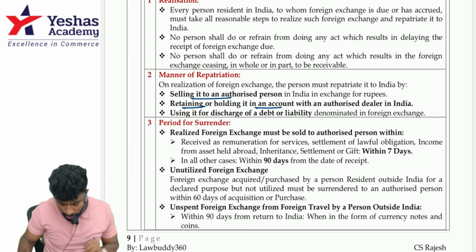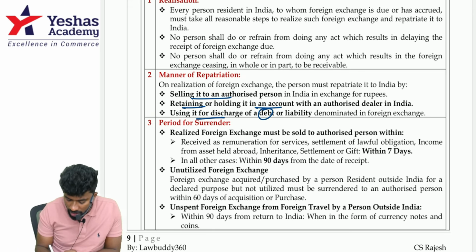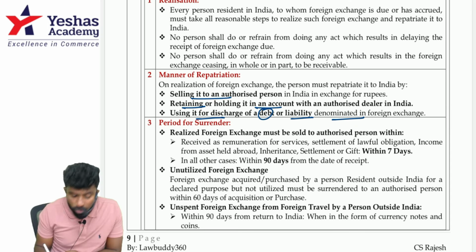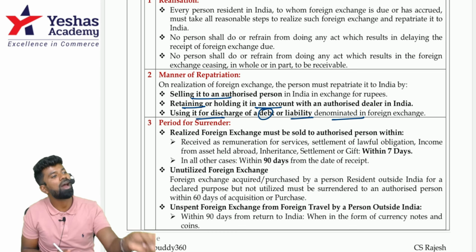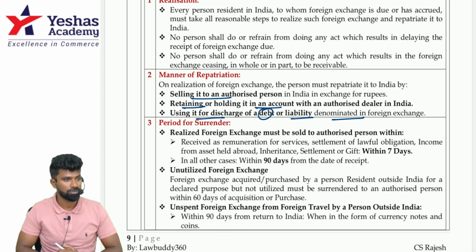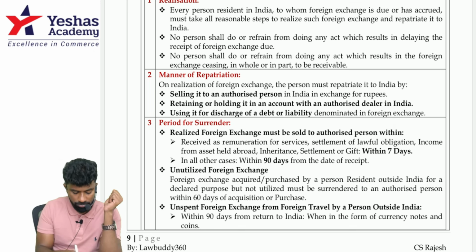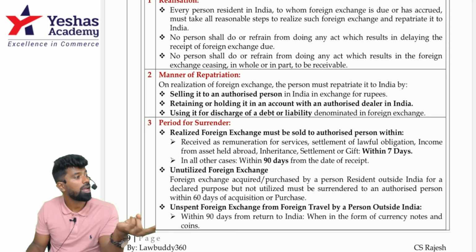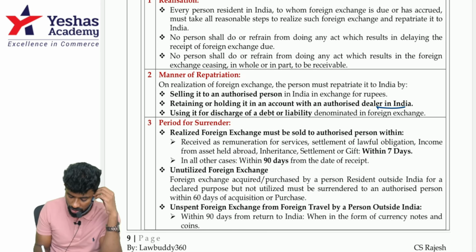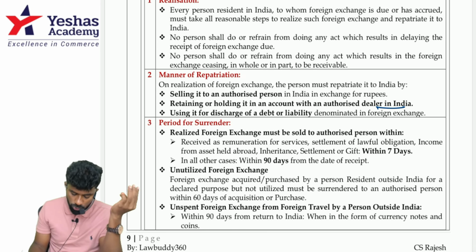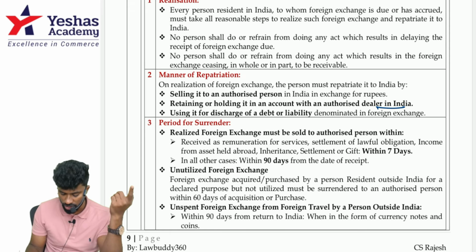And the third one is what? Most important. Use it for what purpose? Discharge of a debt or a liability denominated in what currency? Foreign currency. These are the three modes of repatriation of foreign exchange. What is the first one? Selling it to what person? Second one, retains in an account with a what person? Authorized dealer in India. Third one, use it for discharge of a debt or liability denominated in which currency?